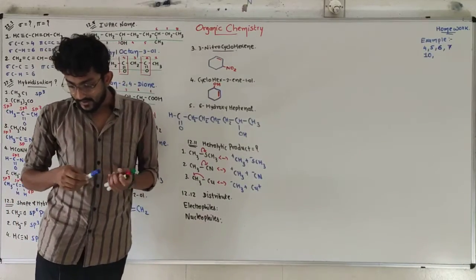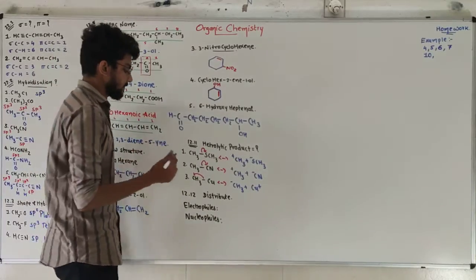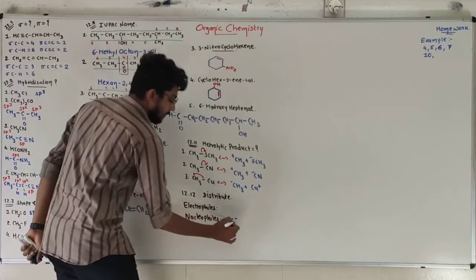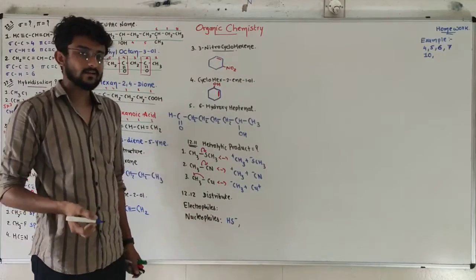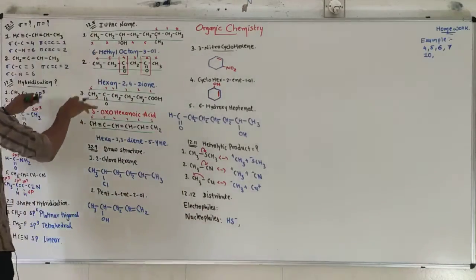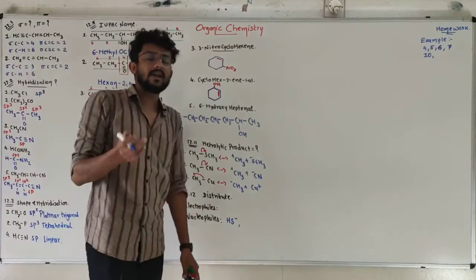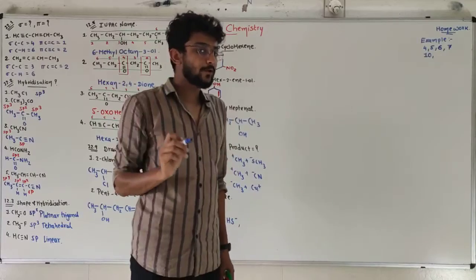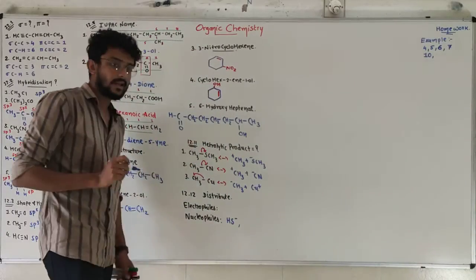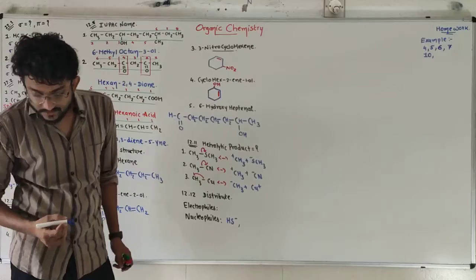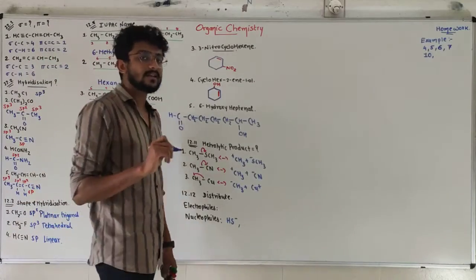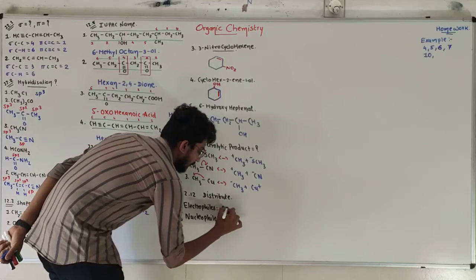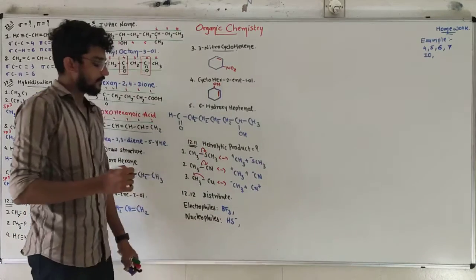Okay, the first one is HS minus, and the negative symbol represents the nucleophile. I said it, we have written the difference between electrophile and nucleophile, where I told you if there is a negative charge it will be nucleophile, and if there is a positive charge it will be electrophile. The second one is BF3. BF3 is a Lewis acid, and Lewis acids belong to the electrophiles. So BF3 will be an electrophile.